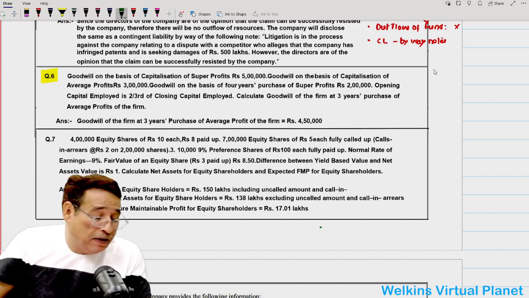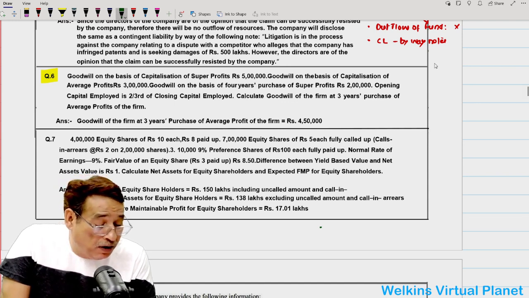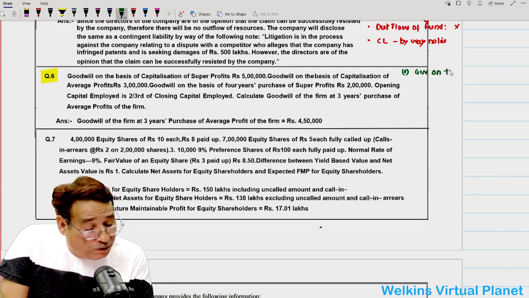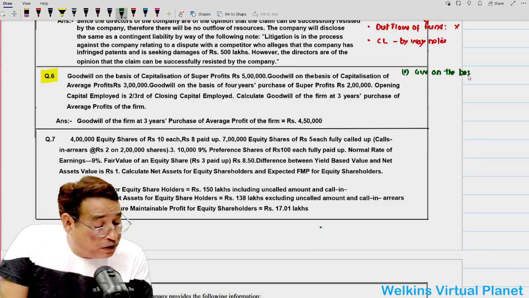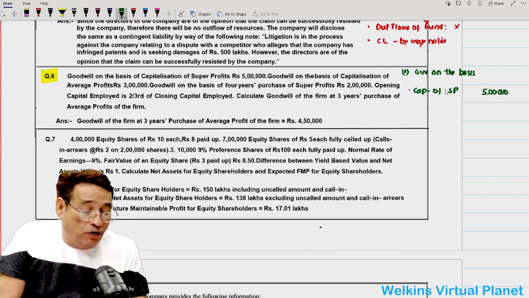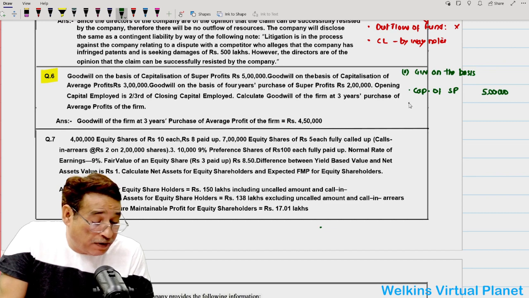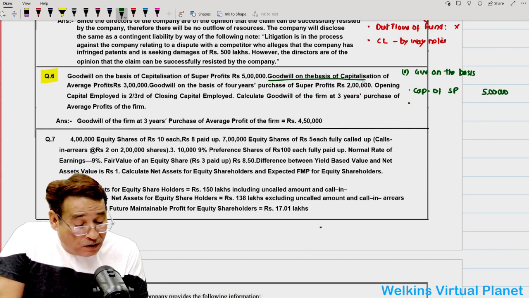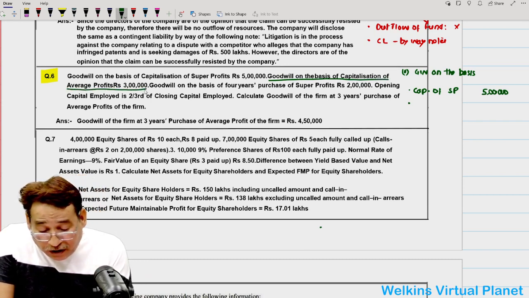Now in this particular question, because I will do it slowly for you, it is given that goodwill on the basis of capitalization of super profits is 5 lakh. They have given valuation of goodwill on the basis of capitalization of super profits, and besides that, they have also given goodwill on the basis of capitalization of average profit is 3 lakh.